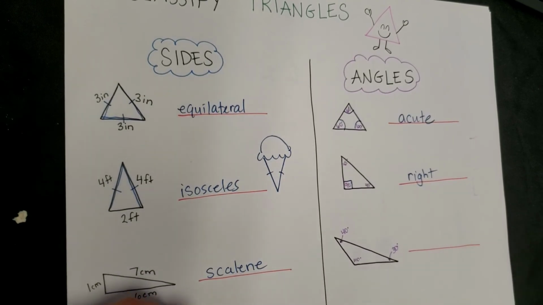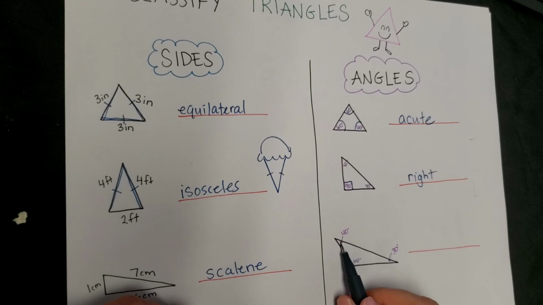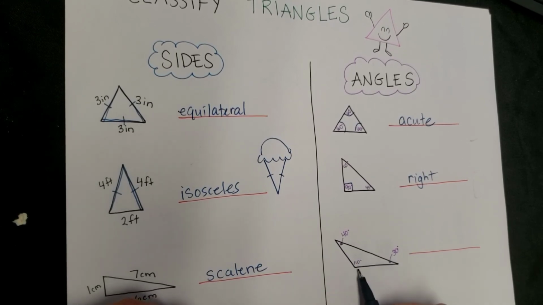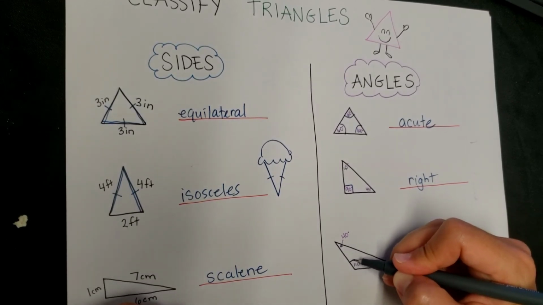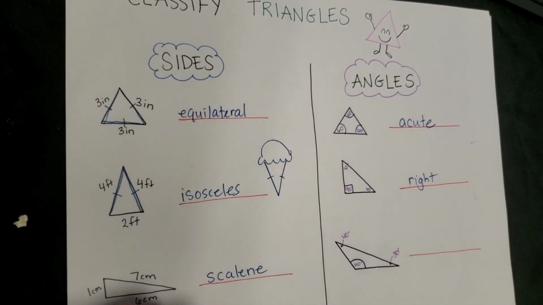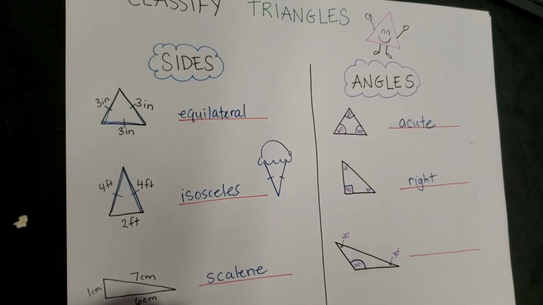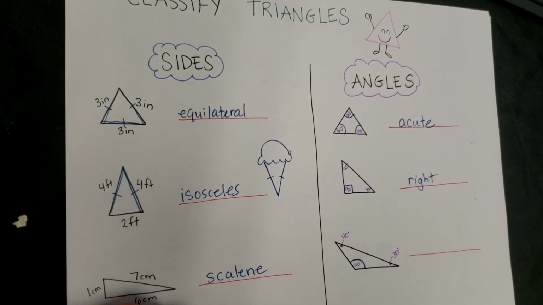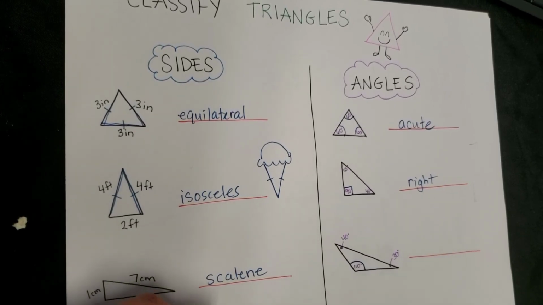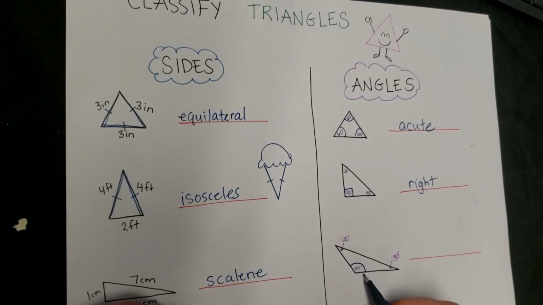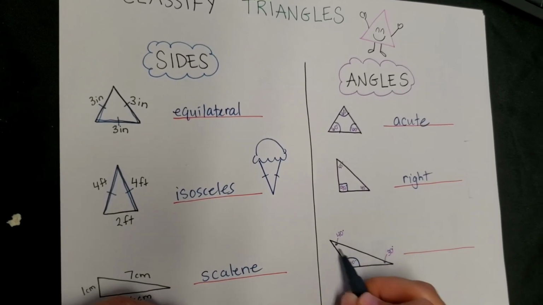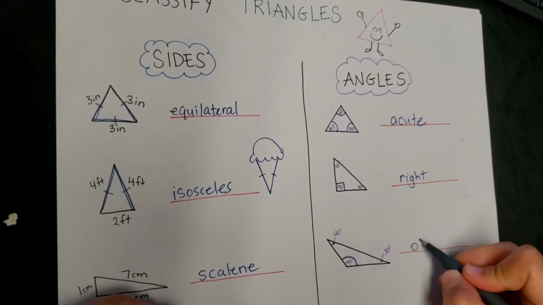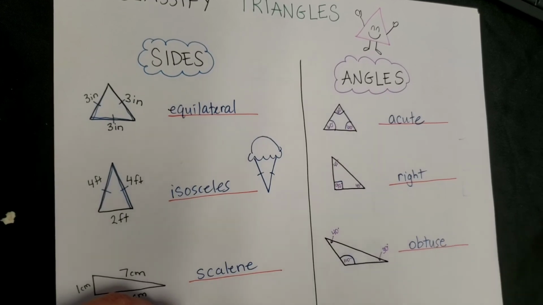And the last one here, we have a 40-degree angle up here, we have a 30-degree angle here, and we have 110 degrees over here. This angle right here is greater than a 90-degree angle. When an angle is greater than 90 degrees and less than 180, of course, because if it's 180, it would be a straight angle, this angle would be referred to as obtuse. When you have 1 obtuse angle and 2 acute angles, this triangle is referred to as an obtuse triangle.